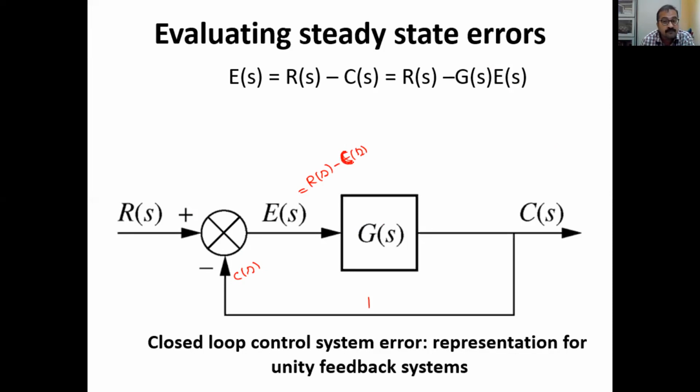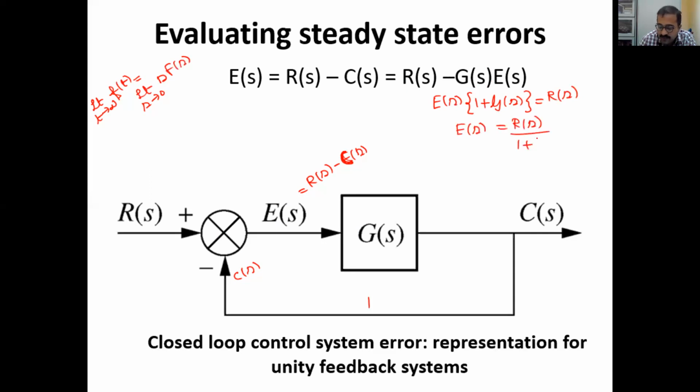Now, if you remember the final value theorem, what is that? Limit t tends to infinity f of t is nothing but limit s tends to 0 s into F of s. So we can make use of this final value theorem here. Now, from the expression E of s equals R of s minus G of s E of s, I can write this as E of s into 1 plus G of s equals R of s. Or what will be my E of s? E of s will be R of s divided by 1 plus G of s.